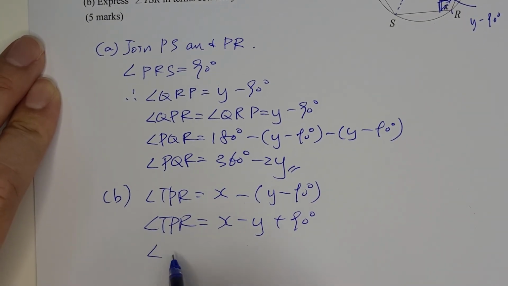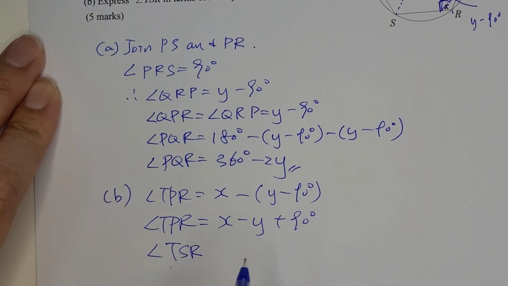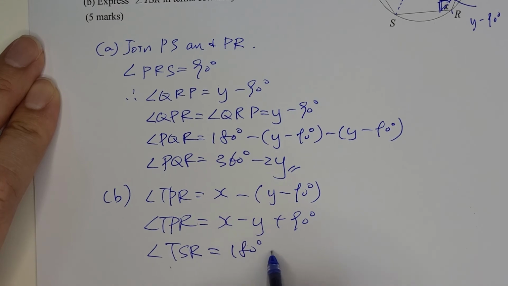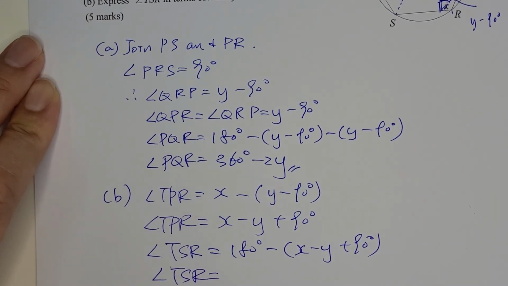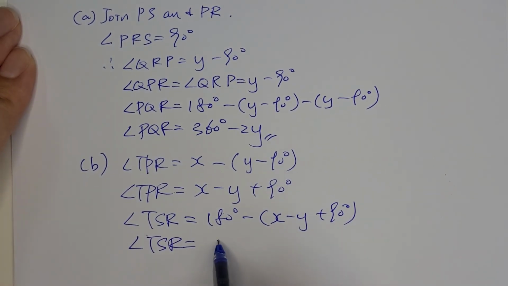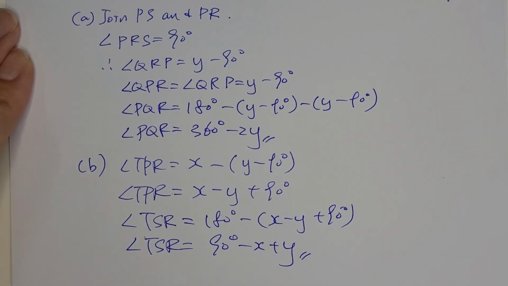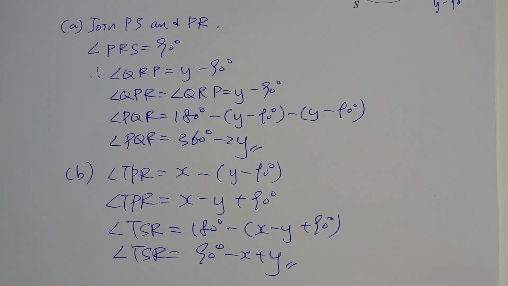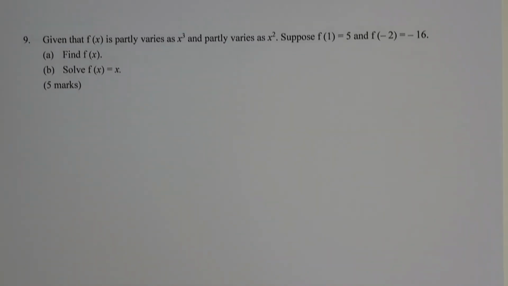And next, you can find angle TSR. Because TPRS is a cyclic quadrilateral, angle TPR plus angle TSR will be 180 degrees. Opposite angles, cyclic quadrilateral. So angle TSR will be obtained, that is 90 degrees minus X plus Y. So finish. That's part B. And that's the end of question number 8. And go to question number 9.